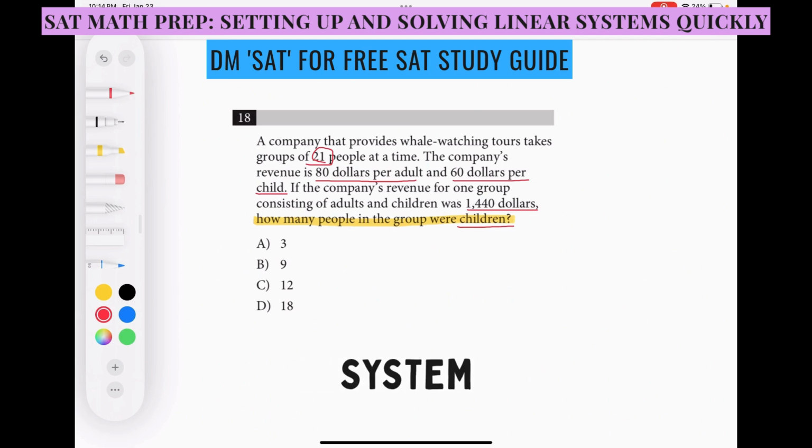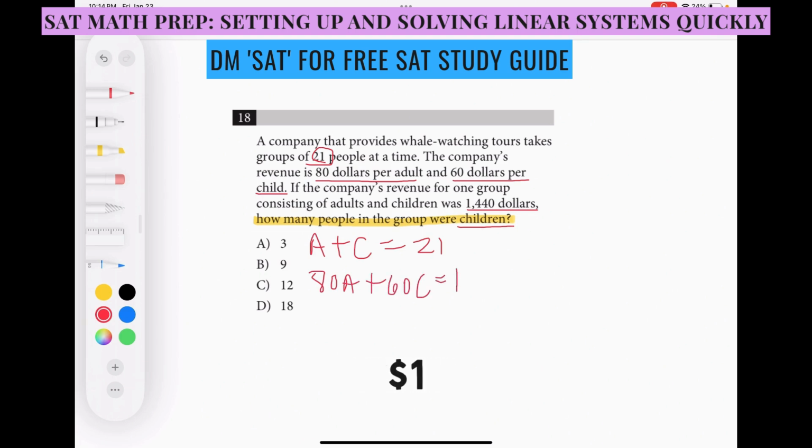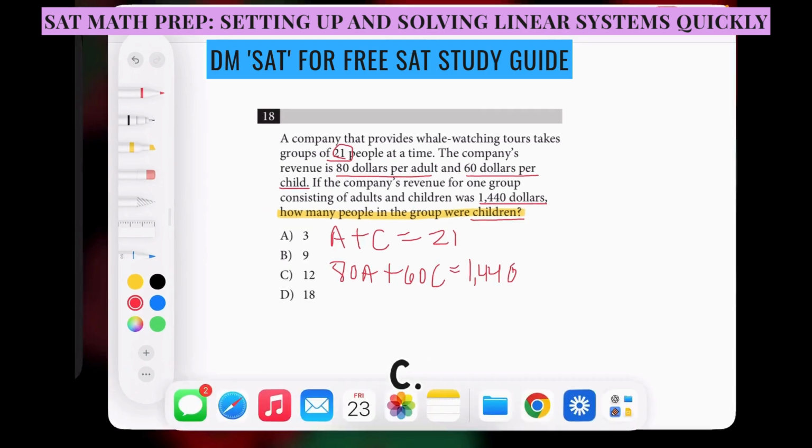So this represents another system of equations. So we know adults, A, plus children, C, the total is 21 people. Our next equation is our revenue. So $80 for each adult plus $60 for each child is equal to $1,440. Now, of course, we could solve this manually by using algebra, but I'm going to use Desmos to plot this system of equations, and I will use X for A and Y for C.